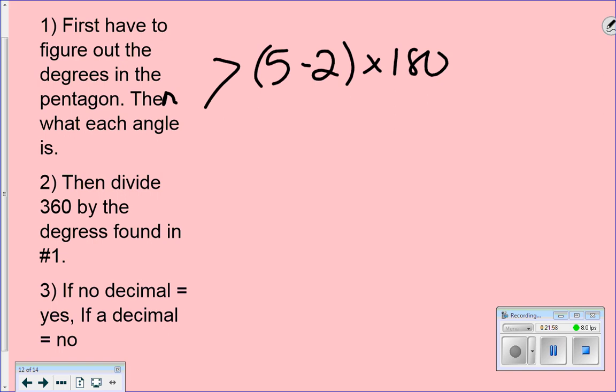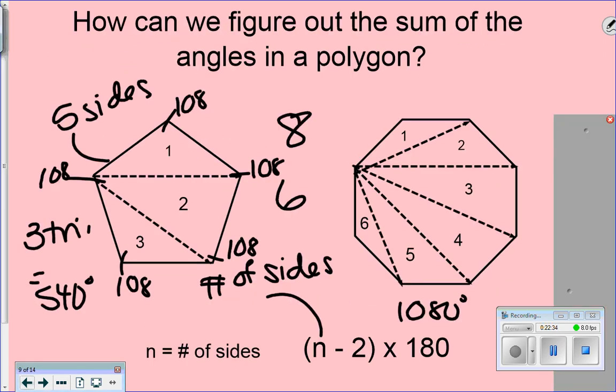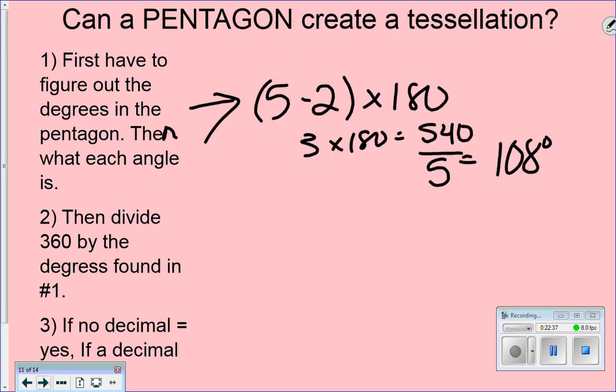Okay, so first thing you're going to do is find out the sum, and we did that already before. Remember in the back one? We did 3 times 180 and it equaled 540. And then we're going to divide by what to find out what one of them is? 5. It's a pentagon. So I'm going to divide by 5. So what is one angle then? 108, remember? Remember we did that back here? Okay. So that's number 1.